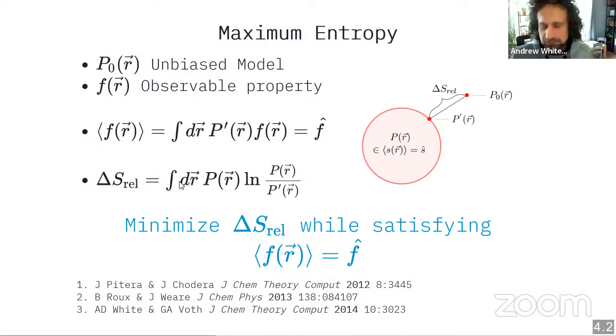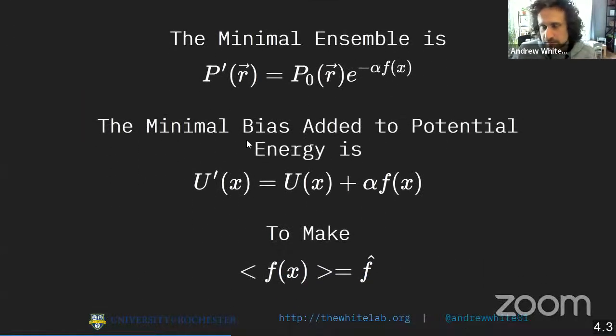So we have delta S rel, which is the quantity we're trying to minimize. And you can just set this up. It's a fun little math problem of Lagrange multipliers. And it turns out that the way to bias the simulation, the way to bias your ensemble to best agree with the observed data, is a linear constraint. So we add the observable directly to the potential energy.